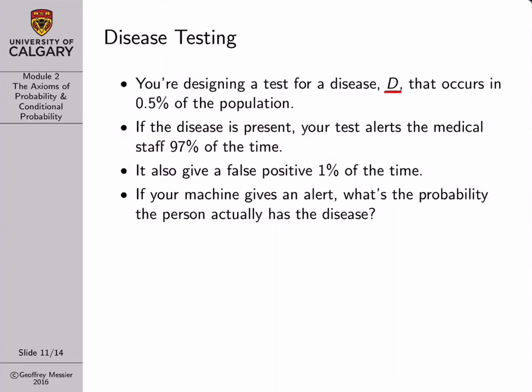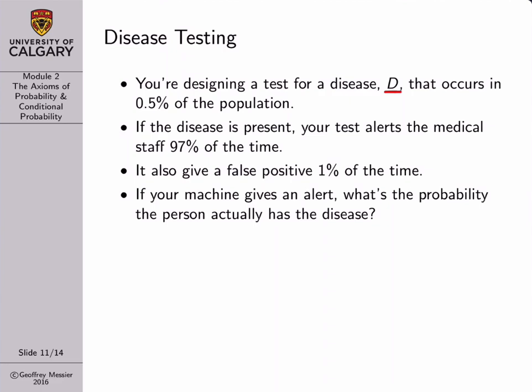Okay, so that seems to be pretty good, right? I mean, if you got 97% on the exam in this class, you would feel pretty good about that. The machine, however, also gives a false positive 1% of the time. Again, just hearing that number, it's like, okay, that's not bad. If I make mistakes 1% of the time, I'm usually not too hard on myself for doing that.